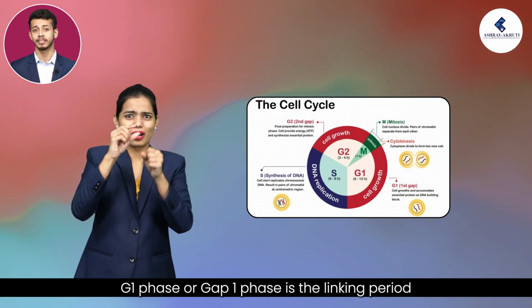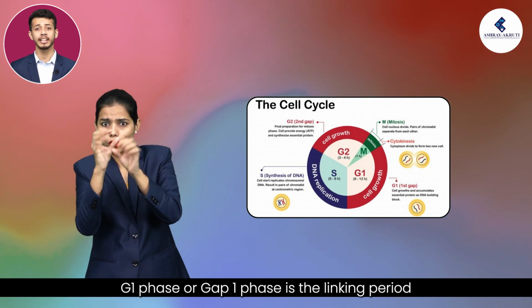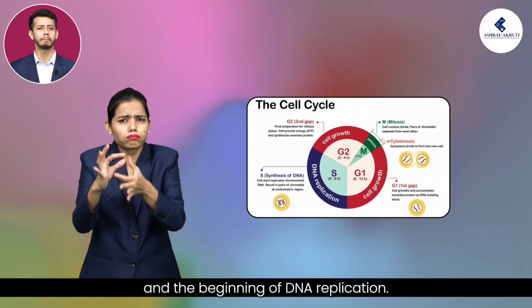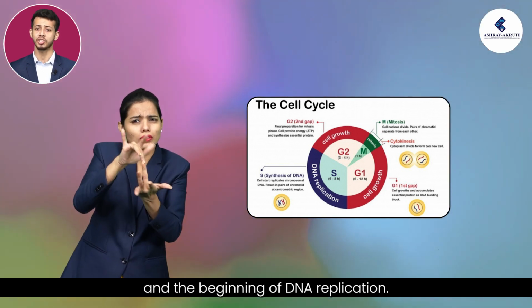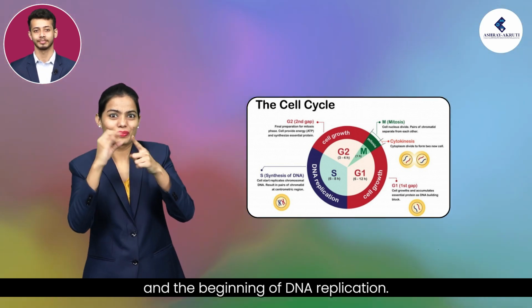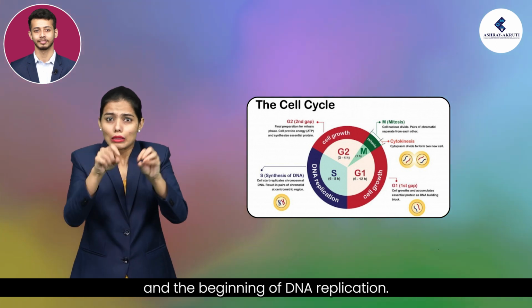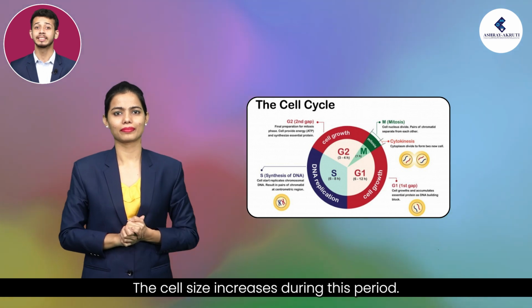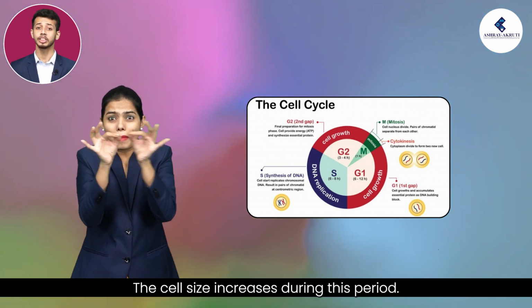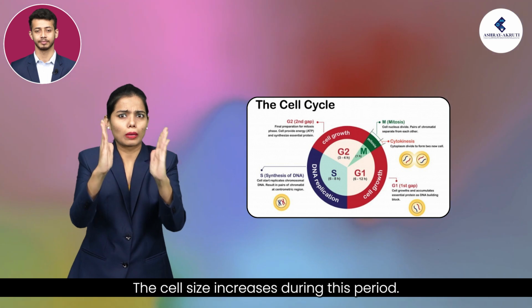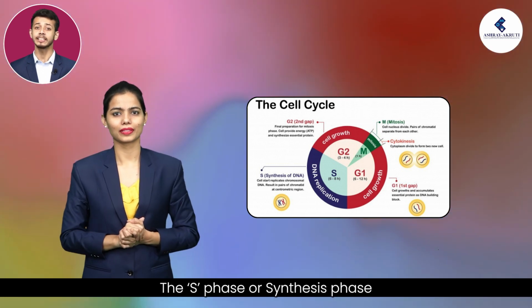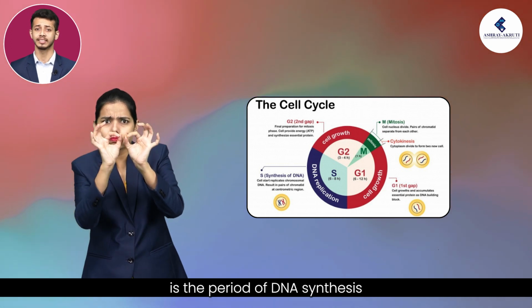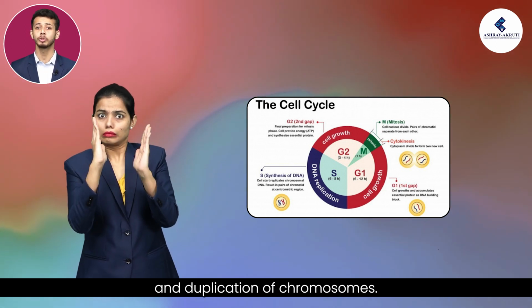G1 phase or gap 1 phase is the linking period between the completion of mitosis and the beginning of DNA replication. The cell size increases during this period. The S phase or synthesis phase is the period of DNA synthesis and duplication of chromosomes.